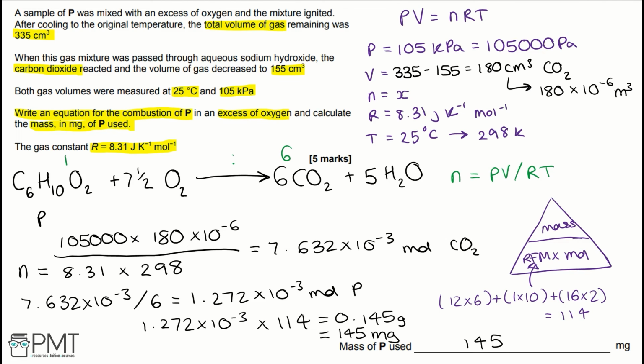To get the 5 marks for this question, you get a mark for the equation for combustion being correct. You get a mark for working out the volume of carbon dioxide, so 180 centimetres cubed. You get a mark for working out the moles of carbon dioxide, so 7.632 times 10 to the negative 3. That gets you your 3rd mark. Then you get a mark for working out the moles of P, so dividing by 6 and getting 1.272 times 10 to the negative 3 gets you your 4th mark. And then you get your 5th and final mark for working out the mass in milligrams, which is 145 milligrams.